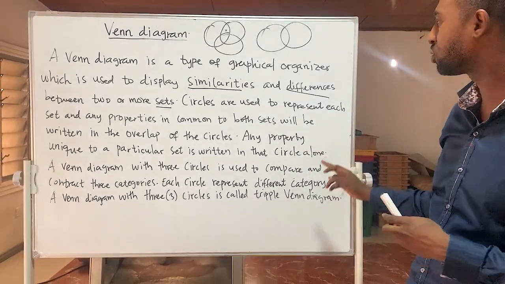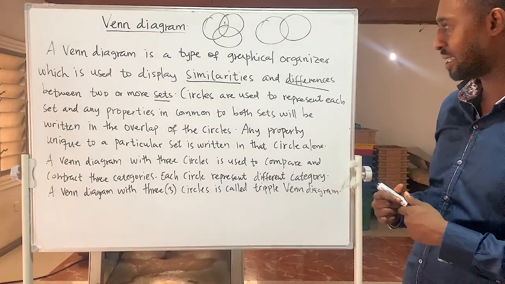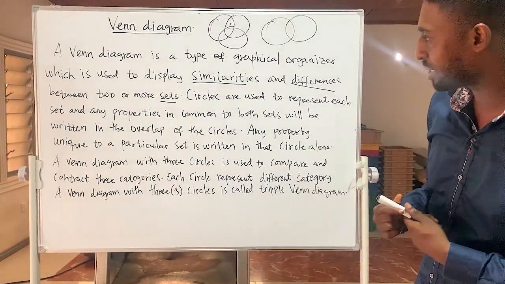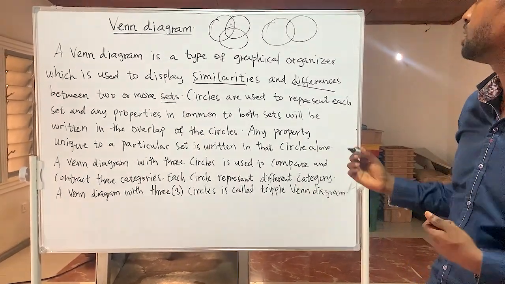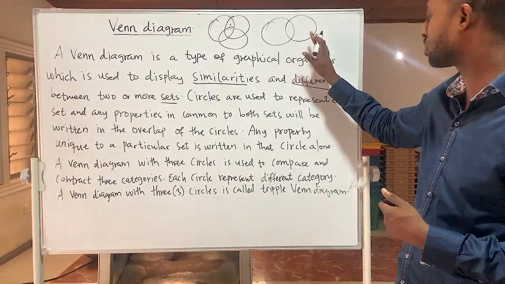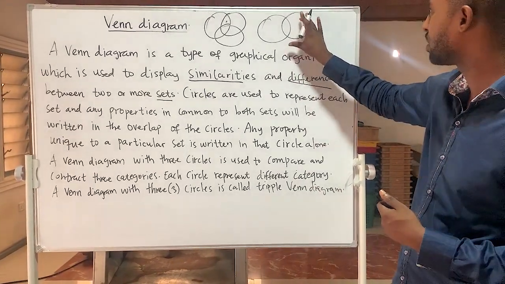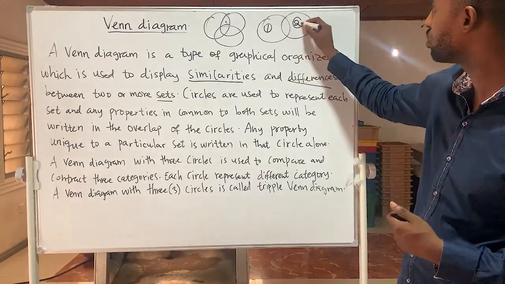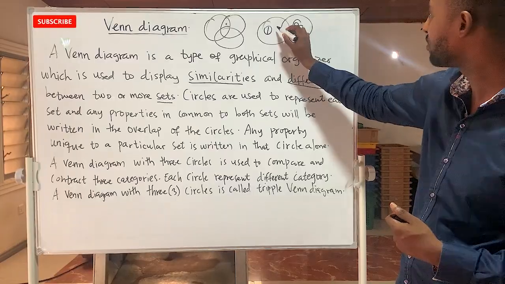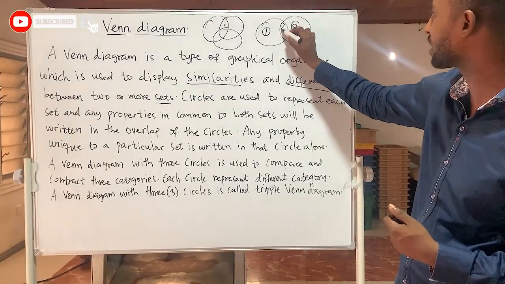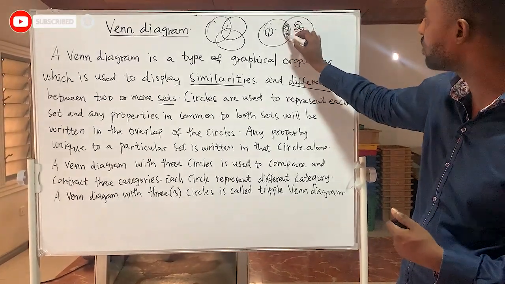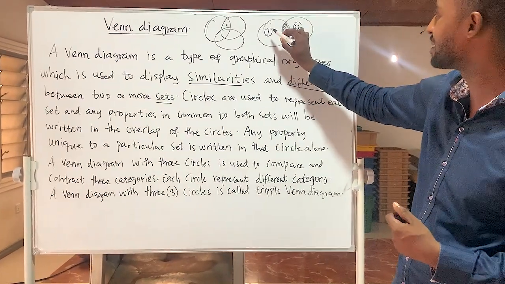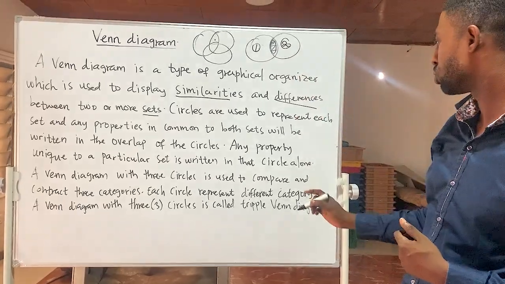So circles are used to represent each set, and any properties in common to both sets will be written in the overlap. So when you have, let's say, the circles, this is a two-set problem. You see, this is circle number 1 and this is 2. And here is the overlap. The first circle overlaps the second circle. So here, this is where we write elements belonging to sets 1 and 2.